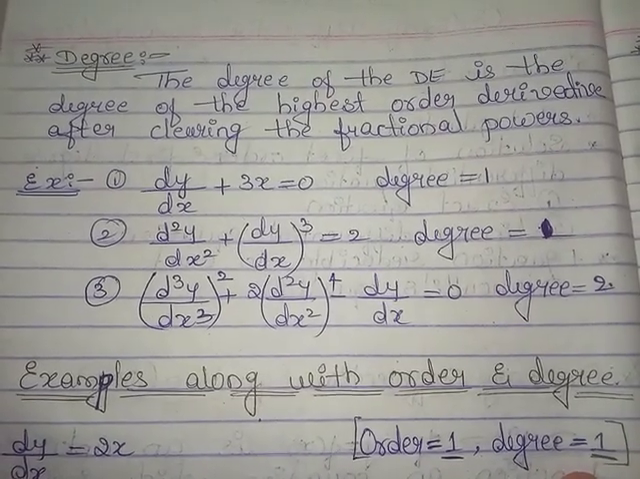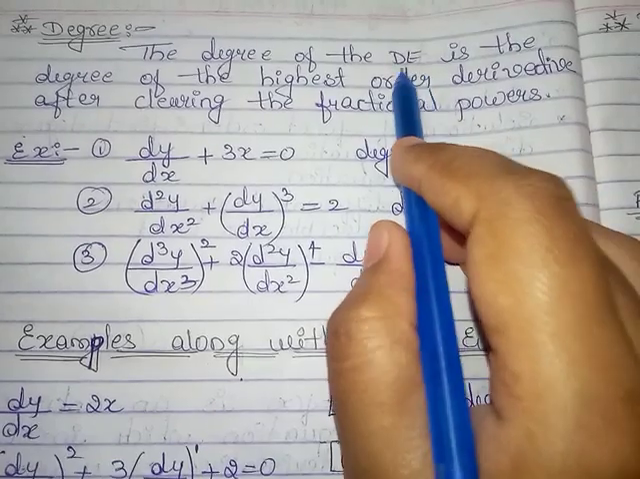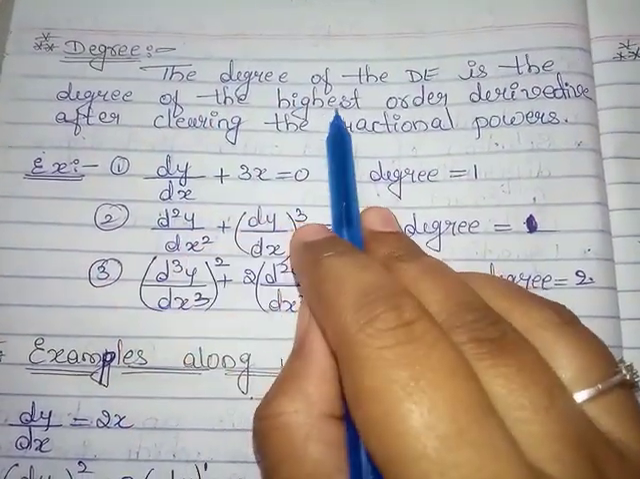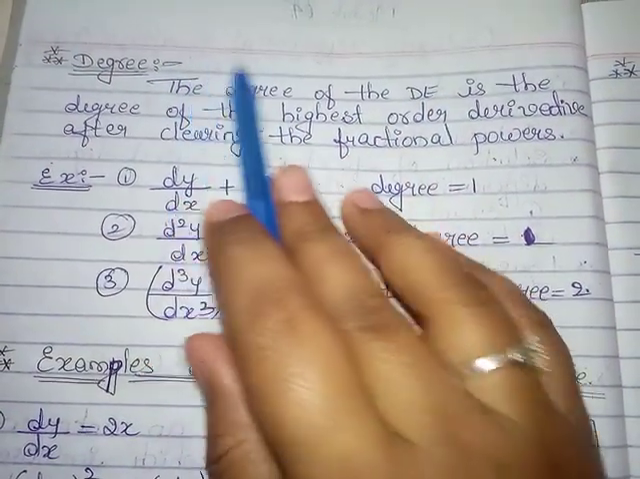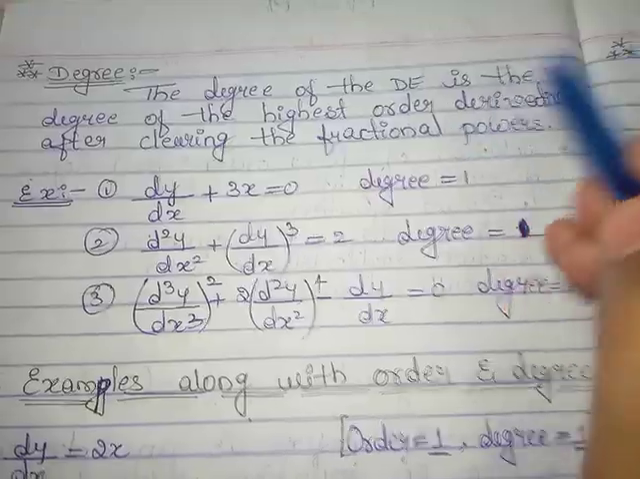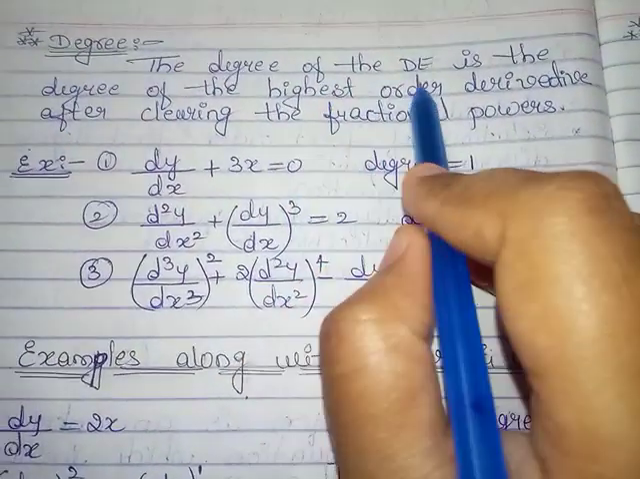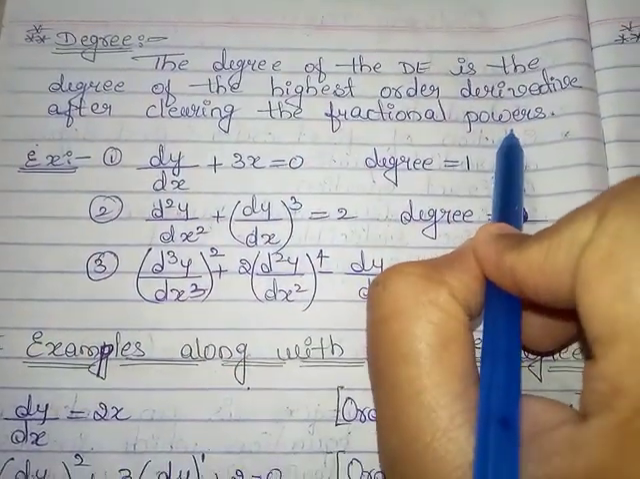What is the degree of the differential equation? The degree of the differential equation is the degree of the highest order derivative. For order, we take the highest order derivative, but for degree we have to observe the highest order derivative after clearing the fractional powers.